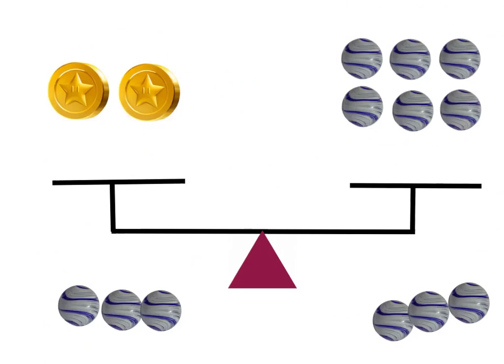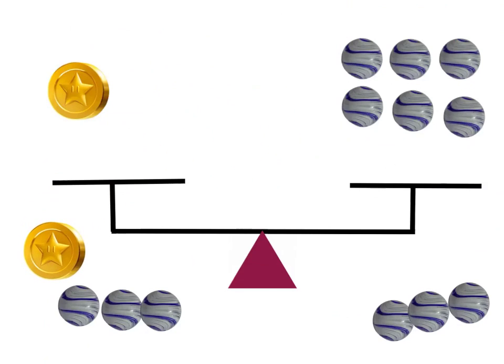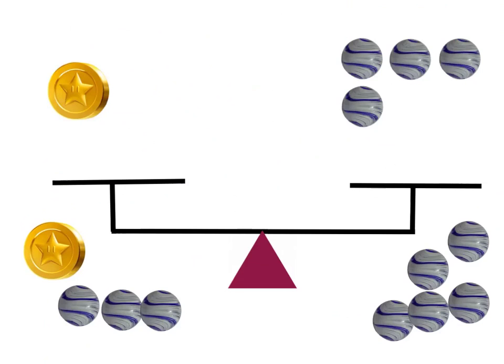Now I bet in your head you can kind of figure out how we would do that. But what I want to think about is taking away half of what we have on one side, and we're going to take away half of what we have on the other side. That will keep everything balanced. So in the end, 1 coin equals 3 marbles.